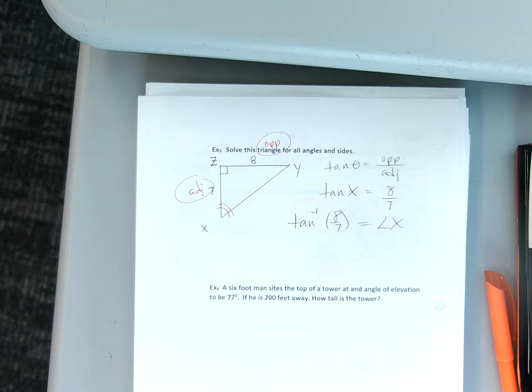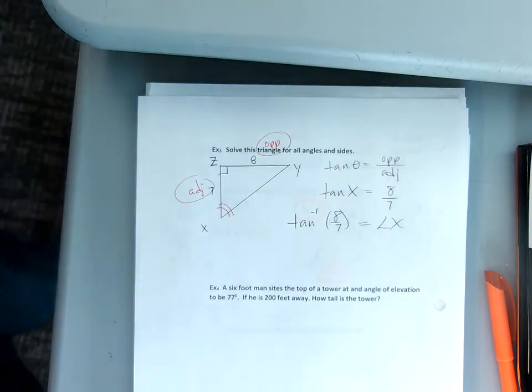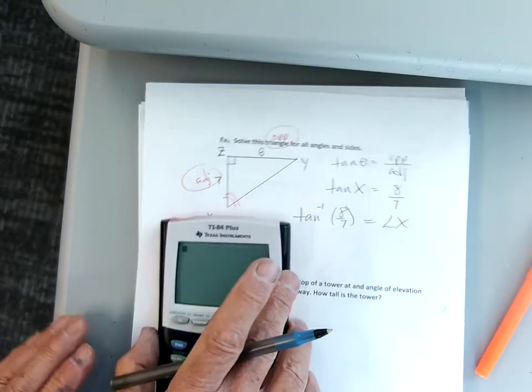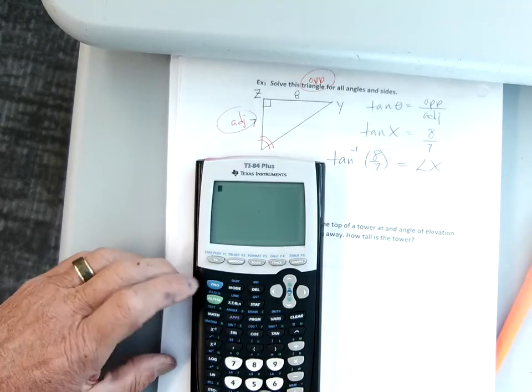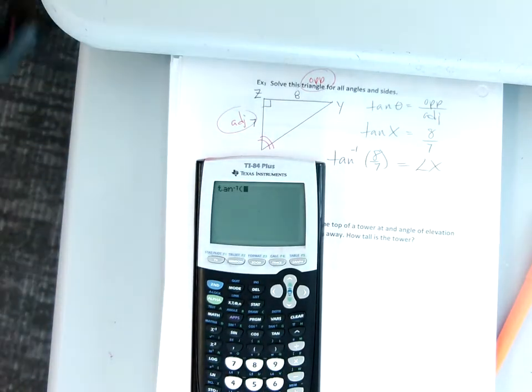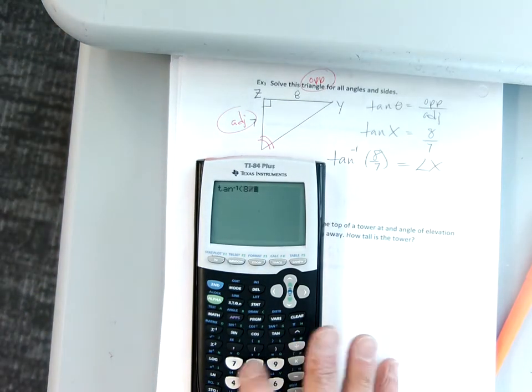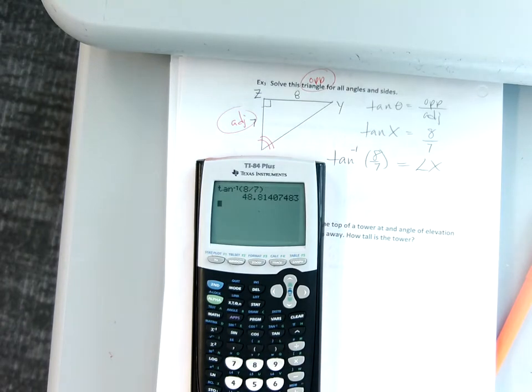So we're going to push the blue button. Okay, see the blue button? Tan inverse, okay? Super important, we gotta do this. Second, tan. Second, tan, you gotta push that, okay? And then I'm gonna put 8 over 7 and push enter. So I hit blue, second tan, and 8 divided by 7, and push enter, and I get 48.8.